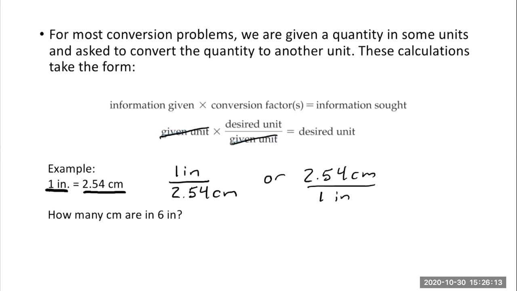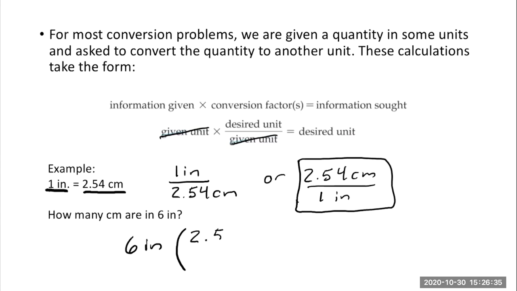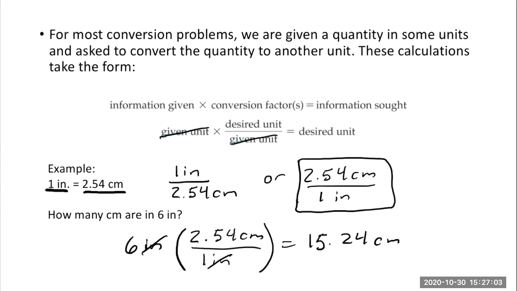So we can look at a problem of how many centimeters are in 6 inches. 6 inches is our given unit. So we start with our given unit, and then we'd multiply it by our conversion factor. Now, since we start with a given unit, we want the inches to be on the bottom. So we are going to use this form of the conversion factor. So we have 2.54 centimeters divided by 1 inch. This gives us a quantity of 15.24 centimeters. We can see our inches cancel out, leaving us with just centimeters as our desired unit.